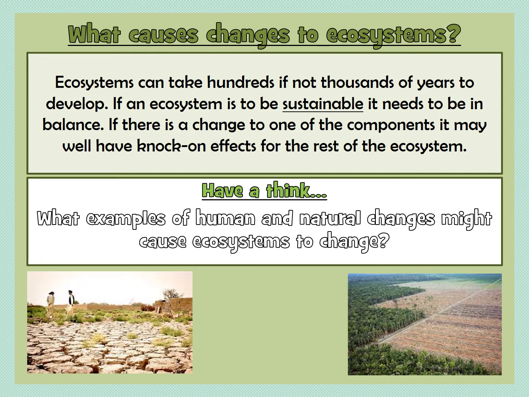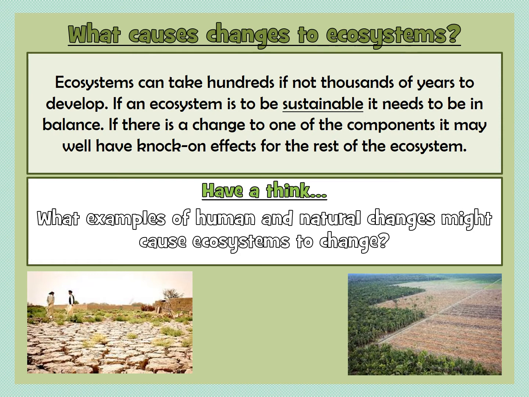So what I would like you to have a think about are what are some of the human and natural changes that might cause ecosystems to have to adapt, to have to change. They could be positive changes, they could be negative changes. So I want you to pause this video, have a brainstorm, try and split them into human changes, things that people have done, and natural changes, so things that would happen if there were no humans on the planet.